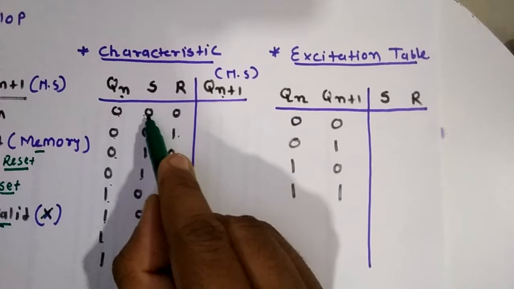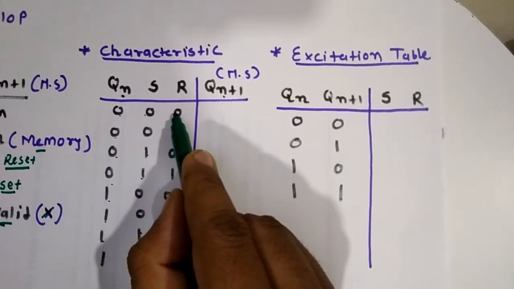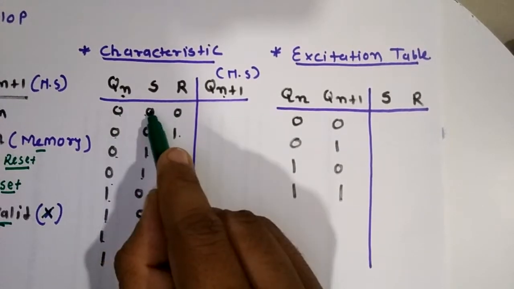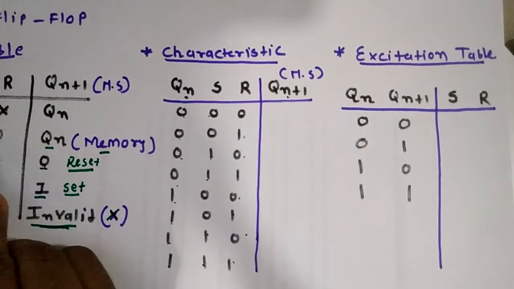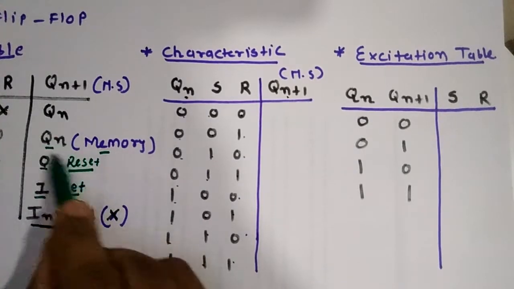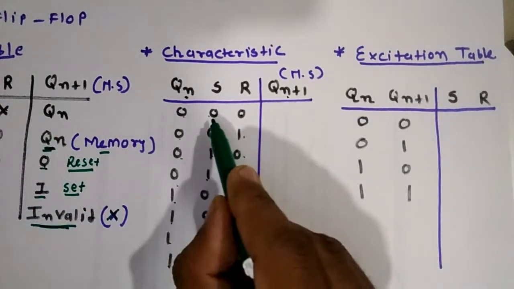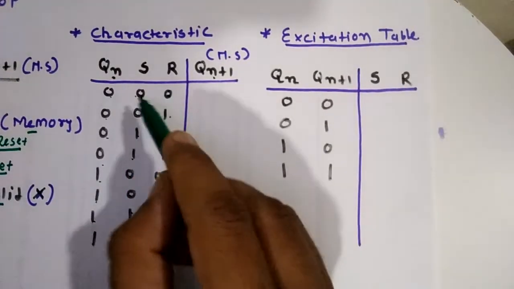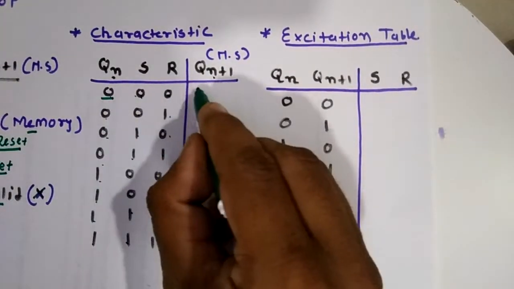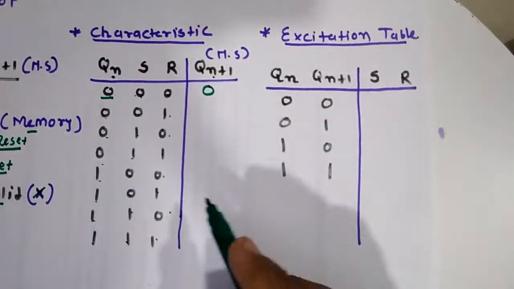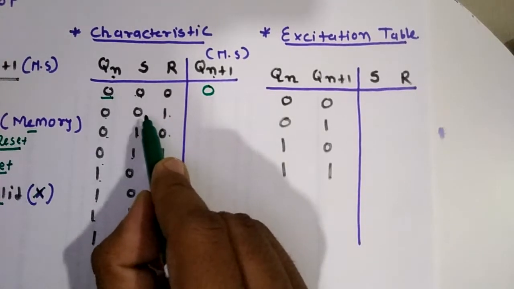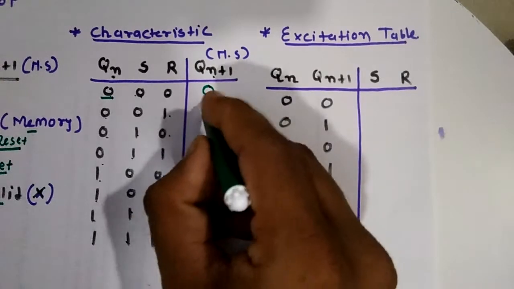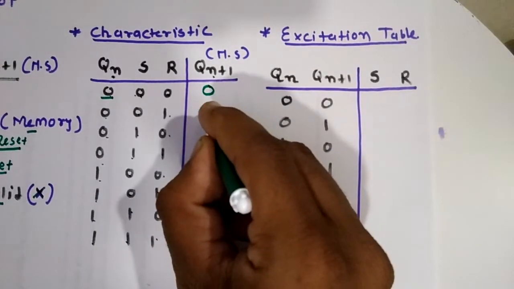Now first of all, if S is equal to 0 and R is equal to 0, then Q of N is equal to 0. According to the condition of this SR truth table, SR flip-flop works as a memory. So the output of SR flip-flop, if S is equal to 0 and R is equal to 0, the output of Q of N, that means next state, is 0. If S is equal to 0 and R is equal to 1, according to the truth table, the output is 0, that means reset condition. So here the next state is also 0.